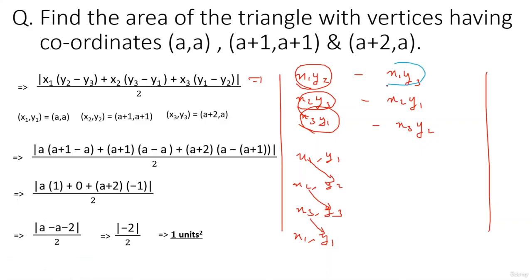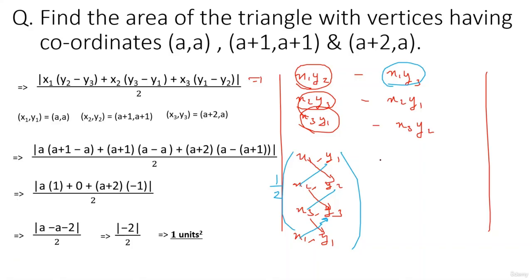Similarly, guys, what is the next term? x1 y3. x1 y3 is nothing but product of these two terms, the blue lines. Next term is x2 y1, product of these two terms, and next term is x3 y2, product of these two terms, right? So you have to basically take the products in cross and take the difference, और उसको हम क्या करेंगे? Half से multiply कर देंगे, right? Okay, let's check whether it gives the answer.